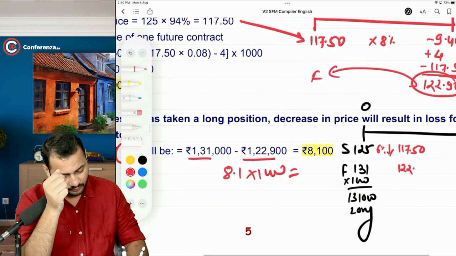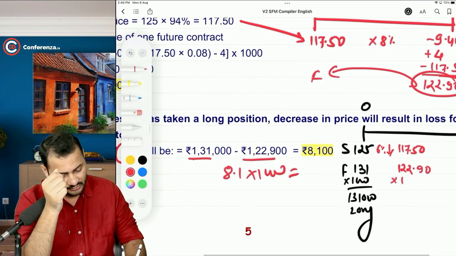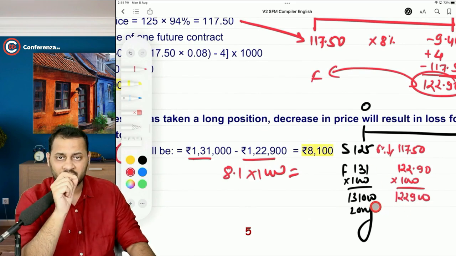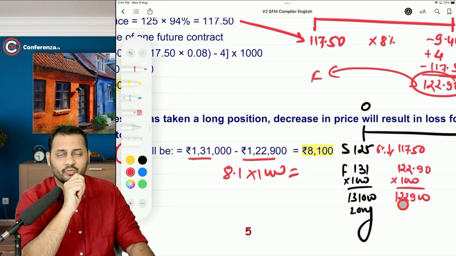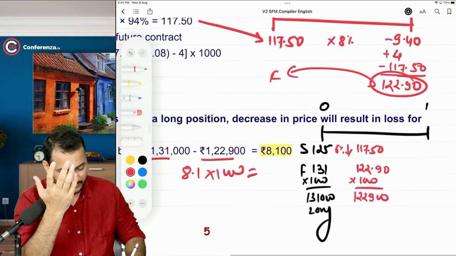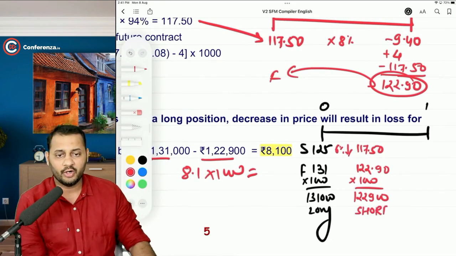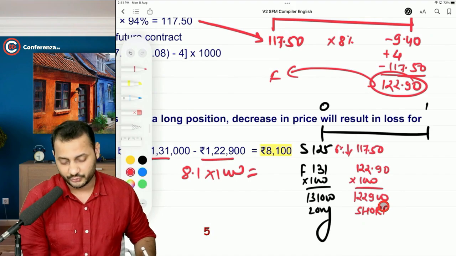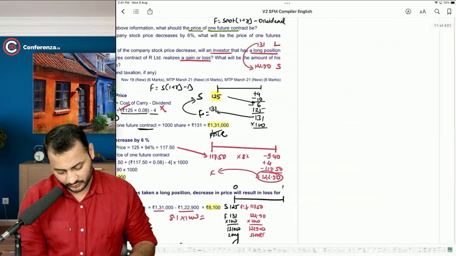and 122.90 multiplied by 1000, that comes to 122,900. So your long position of 1,31,000 came down to 1,22,900. You can, if you want, close the position here by taking opposite contract, that is short. So you bought at 131, you are selling at 122.900. You can calculate the difference. That is a loss to you. Let's move on to the next question now.